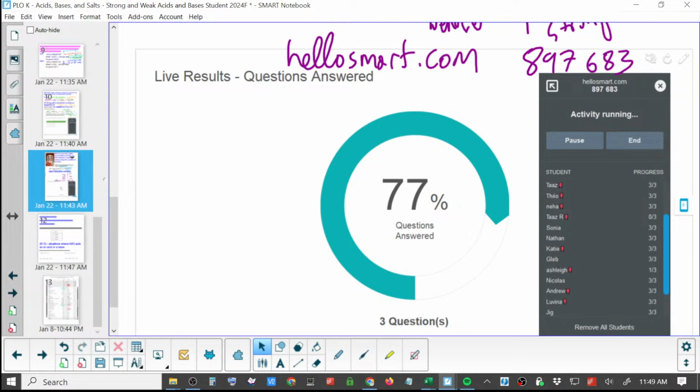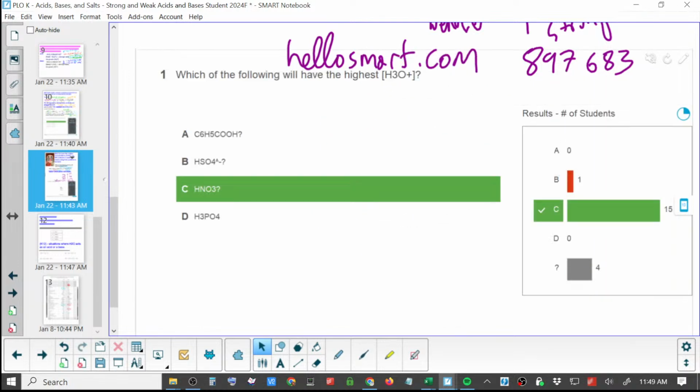Okay. Looks like most people are done. I'm going to give you 5, 4, 3, 2, 1, end. Nice. One person picked HSO4. What? HNO3 is a strong acid. It's one of the top 6. So it will have the highest concentration no matter what.